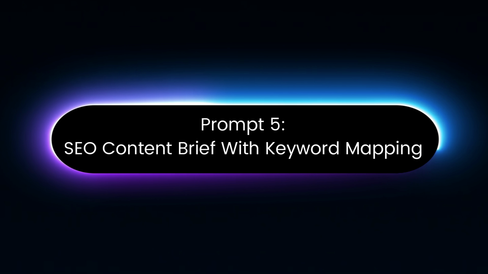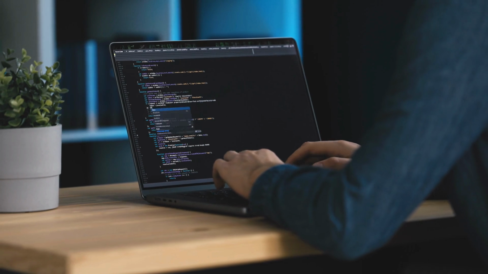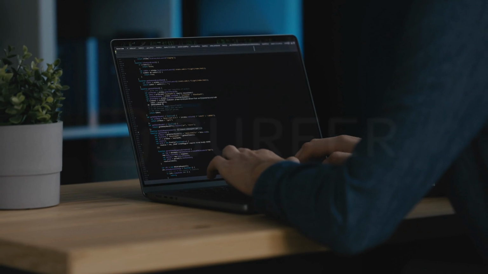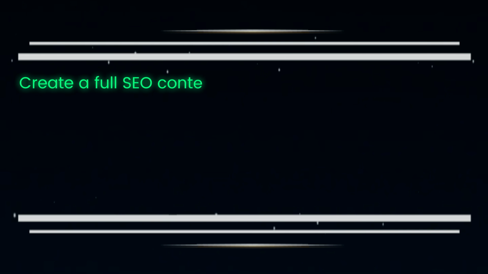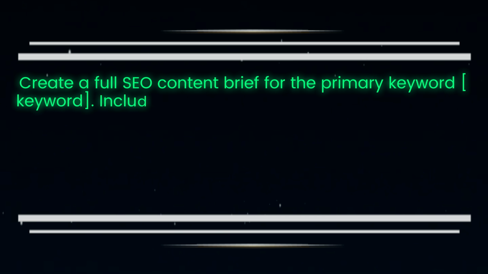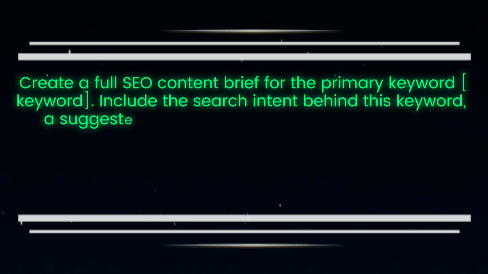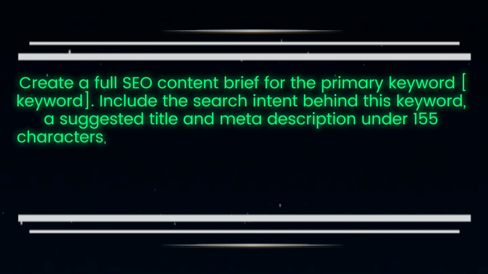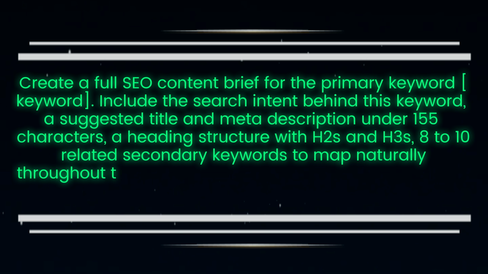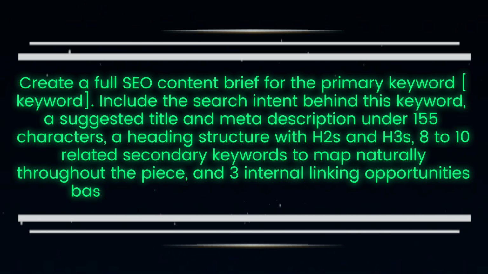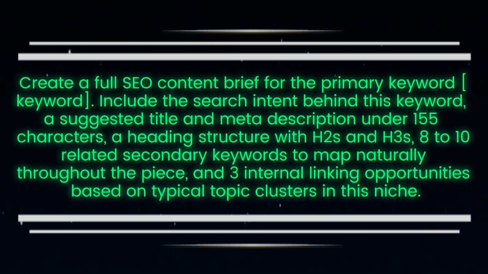Prompt 5. SEO content brief with keyword mapping. 5th live prompt. This is the brief I hand to a writer or feed straight into a tool like Surfer before anything gets written. Create a full SEO content brief for the primary keyword [keyword]. Include the search intent behind this keyword, a suggested title and meta description under 155 characters, a heading structure with H2s and H3s, 8 to 10 related secondary keywords to map naturally throughout the piece, and 3 internal linking opportunities based on typical topic clusters in this niche.